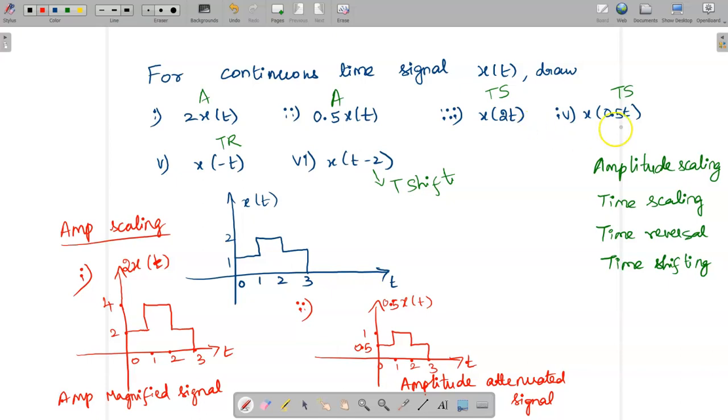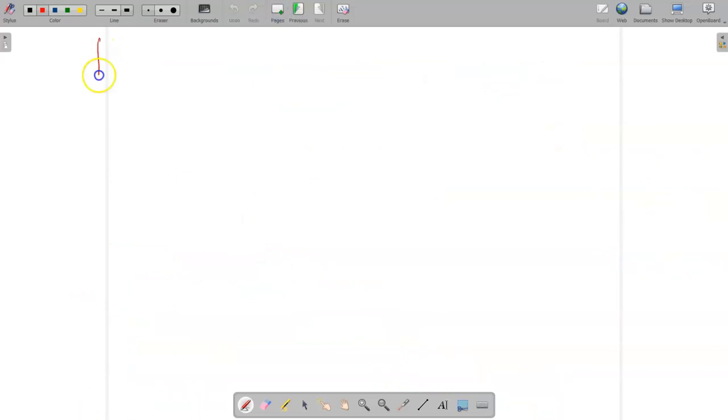Next, let me see the time scaling operation. Just draw the original signal as it is, so that it will be easy for you.